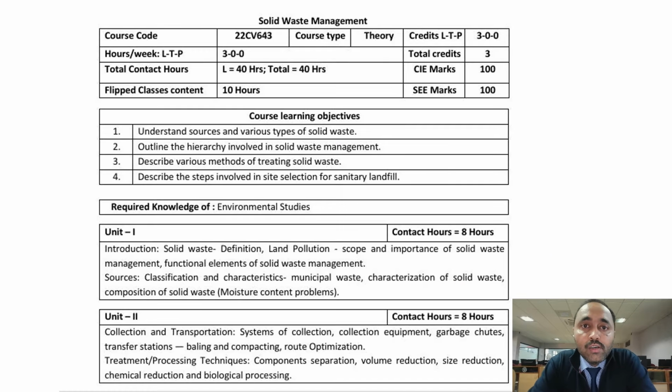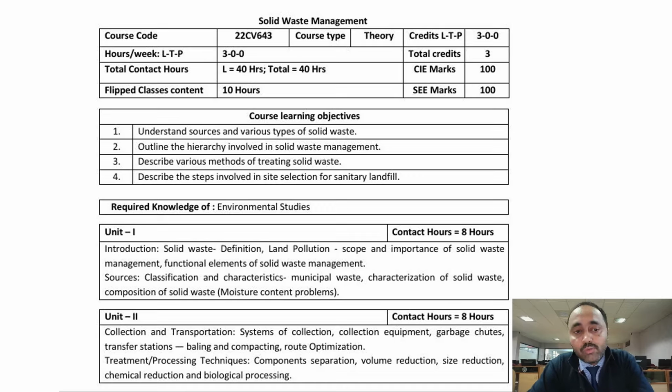So this is an open elective course of 3 hours per week, with 10 hours of flipped classes, where you are going to study the case studies related to the different management systems that are adopted for different localities, whether regional, national, or international, governed by standards. We have different learning outcomes: you are going to see the source and type, the hierarchy, the methods for treating it, and how you are going to be involved in site selection of different sanitary landfills.